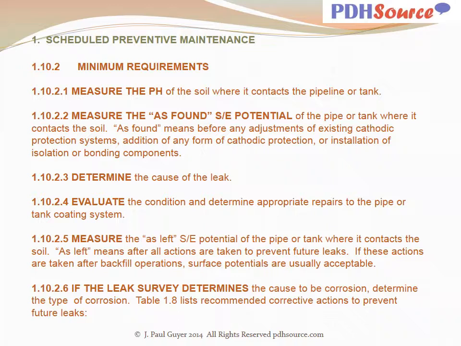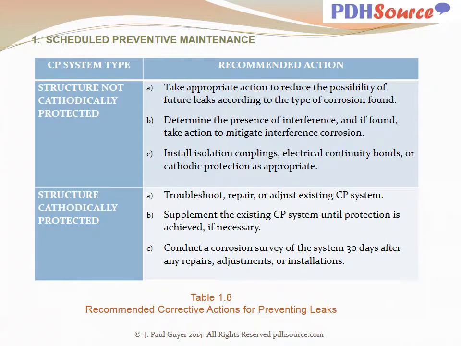If these actions are taken after backfill operations, surface potentials are usually acceptable. If the leak survey determines the cause to be corrosion, determine the type of corrosion. Table 1.8 lists recommended corrective actions to prevent future leaks. Table 1.8 indicates recommended corrective actions for preventing leaks for structures not cathodically protected and for structures cathodically protected.